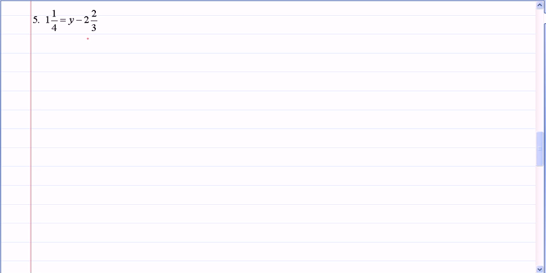For number 5, 1 and 1/4 equals y minus 2 and 2/3. So to solve for y, I take the opposite operation of the 2 and 2/3, and I add 2 and 2/3 to both sides. So on this side, I will take 1 and 1/4 plus 2 and 2/3.